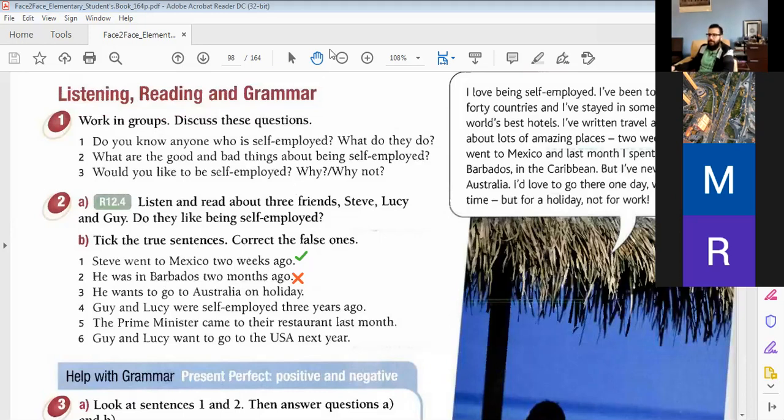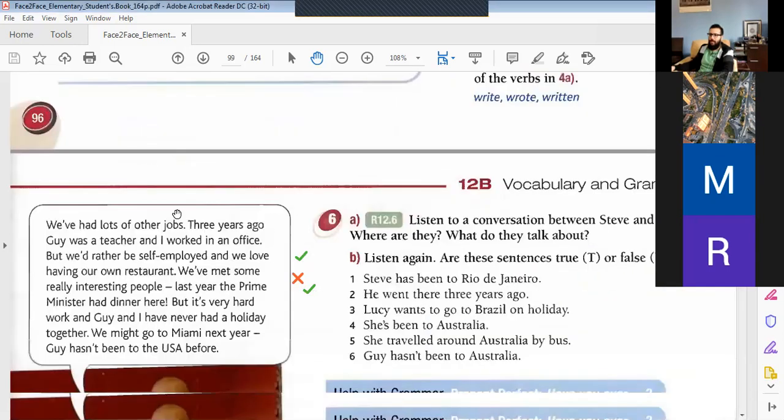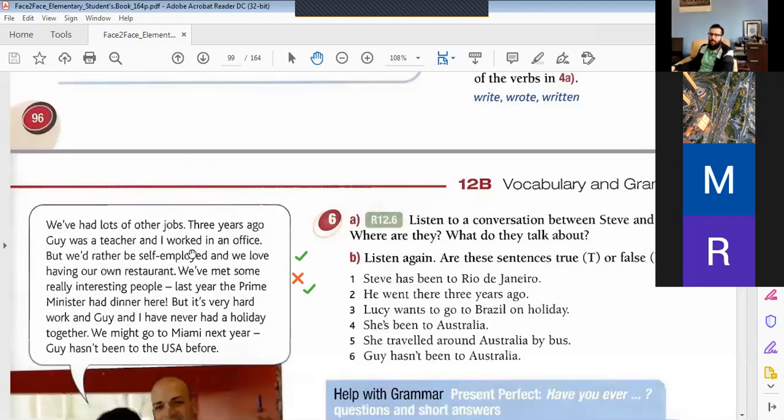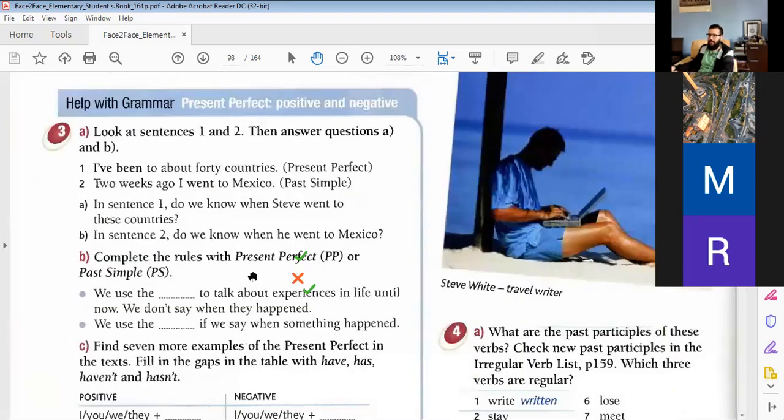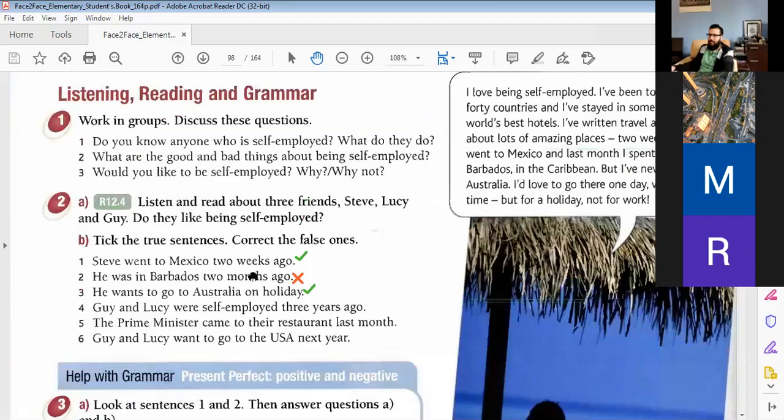What about number 4? Guy and Lucy were self-employed 3 years ago. Is this true? False. It's false, yeah. Because 3 years ago, they used to work in an office. Guy is a teacher and Lucy works in the office. That's correct. So this means they weren't self-employed 3 years ago.